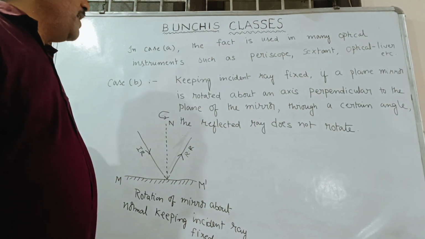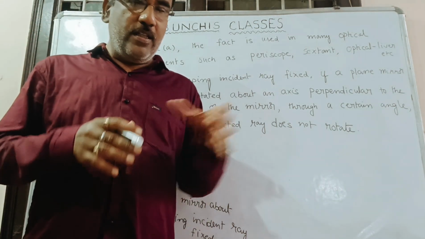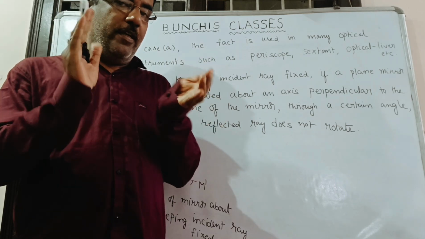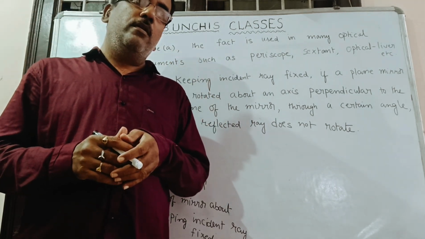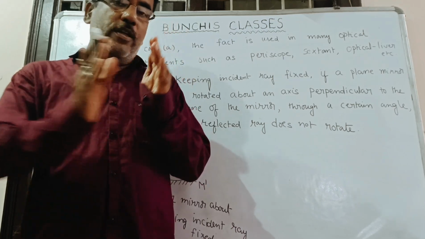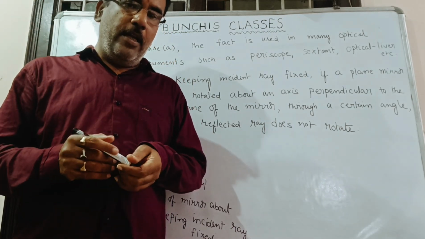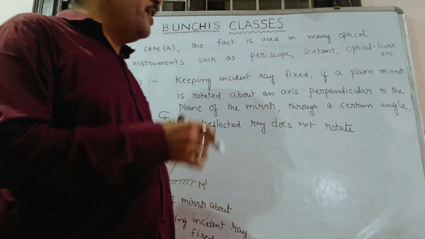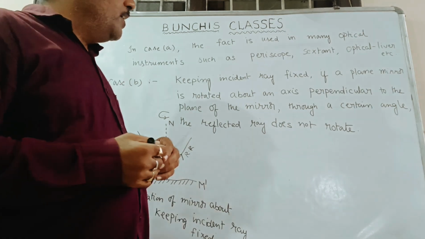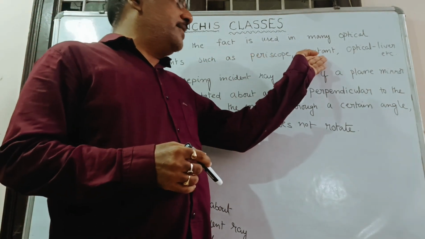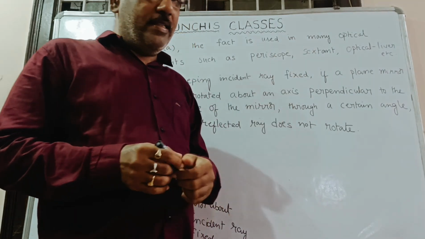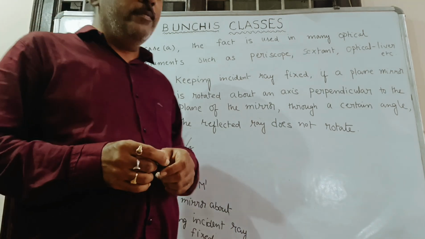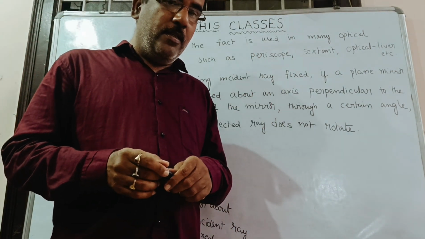In this previous case A, we kept the incident ray fixed and the mirror is rotated at an angle theta. Then we observe that the reflected ray is rotated by 2 theta angle in the same sense. This fact is used in many optical instruments such as periscope, sextant, optical lever, etc. In all these optical instruments, this case A fact is widely used.